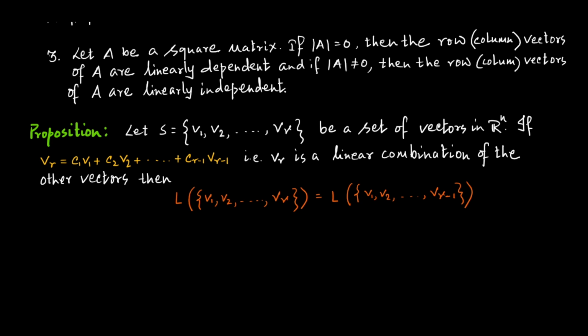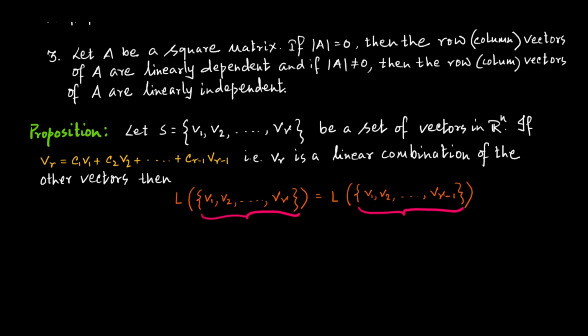then the linear span of the whole set S will be equal to the linear span of another set which I can obtain by excluding Vr. That means the linear span of the r vectors V1, V2, etc., Vr will be equal to the linear span of the remaining r minus 1 vectors V1, V2, etc., V(r-1), in whose terms you have expressed Vr. That is, if any one of the vectors in the given collection is a linear combination of the others, then it can be discarded without affecting the span.